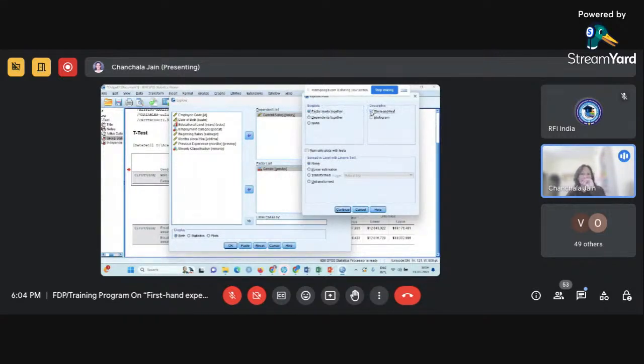We will deselect stem and leaf, and we will click on the histogram. And then we will select normality plots with tests. This is all you need to do, and then you can press continue.